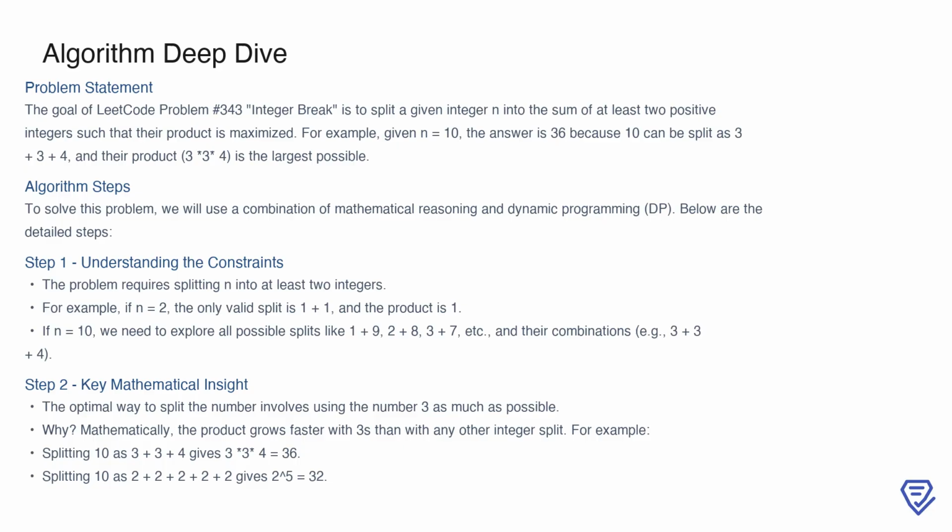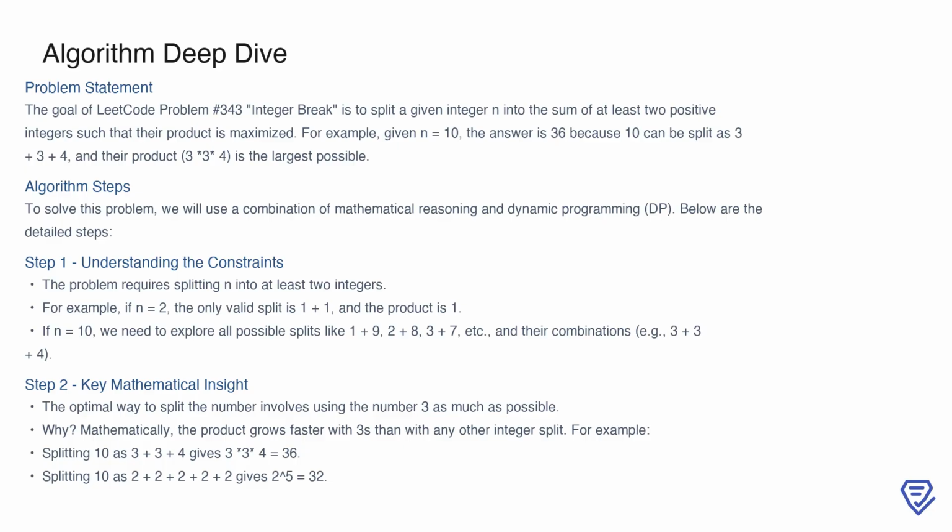First, let's understand the constraints. The number must be split into at least two integers. For example, splitting n equals 2 results in 1 plus 1, with a product of 1. For larger numbers like n equals 10, we evaluate all possible combinations such as 1 plus 9, 2 plus 8, 3 plus 7, and so on.